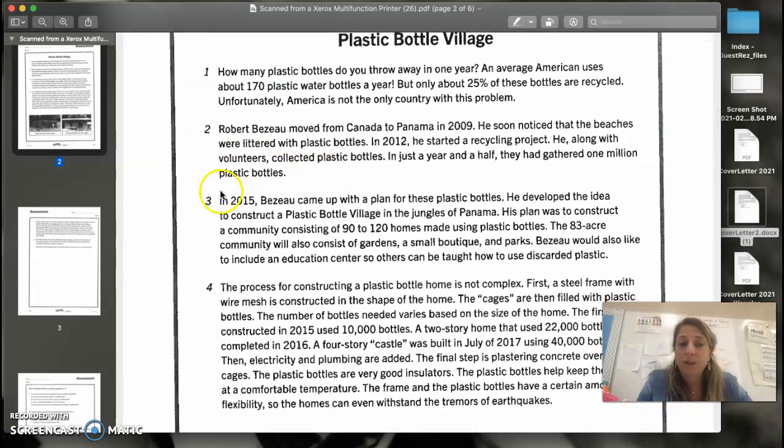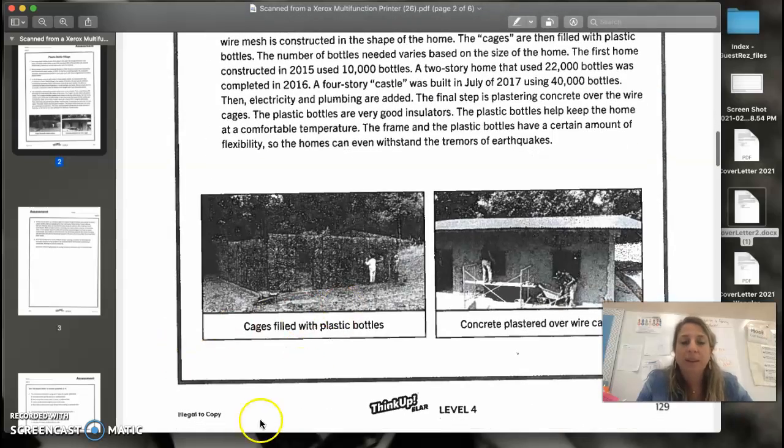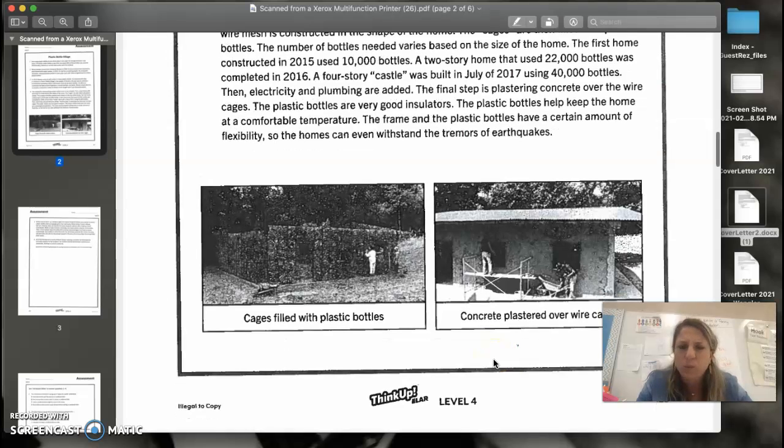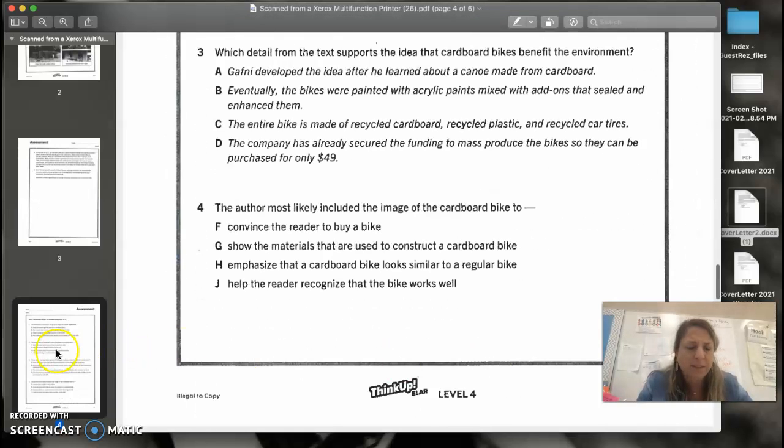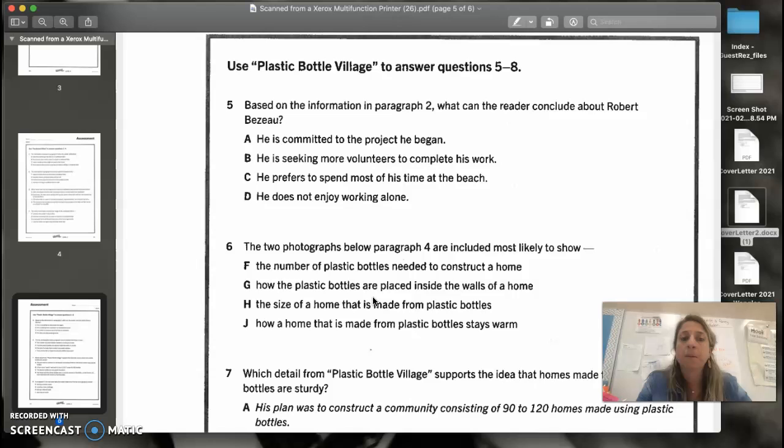And it's nonfiction, so you need to be annotating a couple words as you're reading. Look at the pictures, kind of make a note of what they are doing in those pictures. Why are they there? And then you need to go down and find the questions that go with the paired. Based on the information in paragraph 2, what can the reader conclude about Robert? So not about the whole story, but only from paragraph 2. What can I infer or conclude about him? You need to write what you think first.